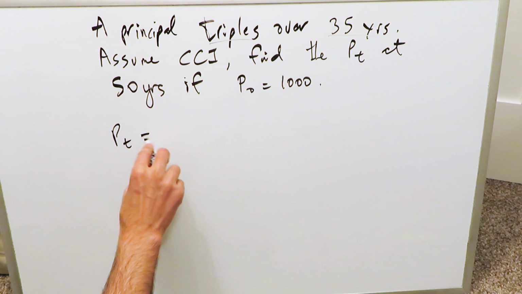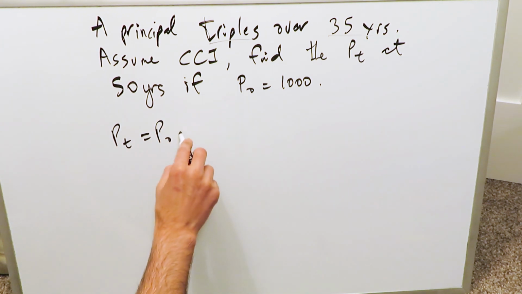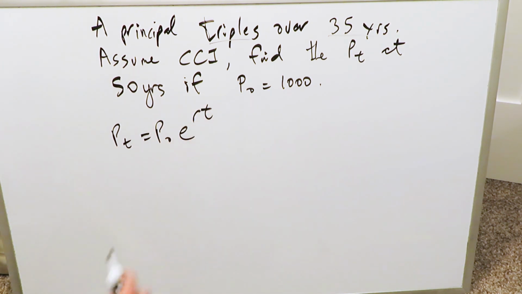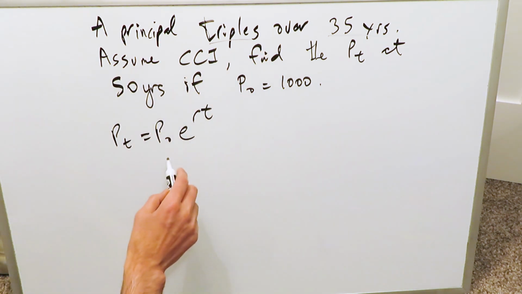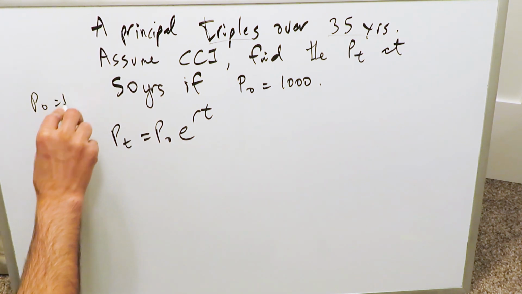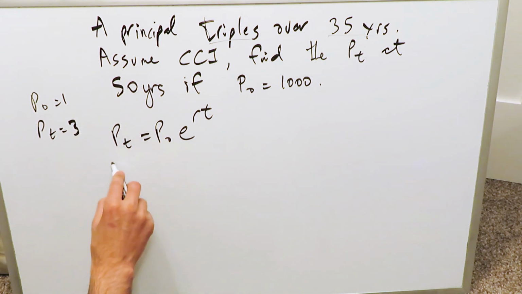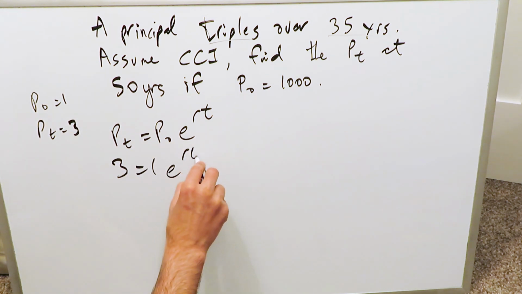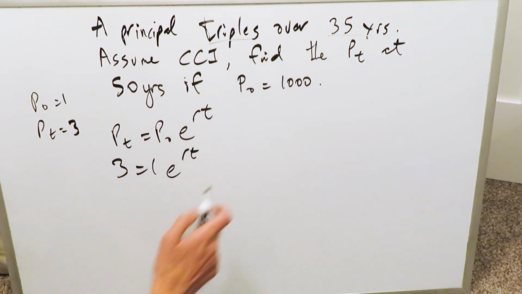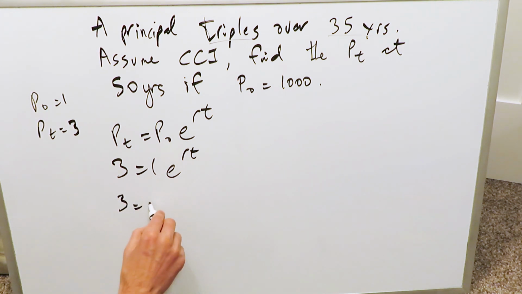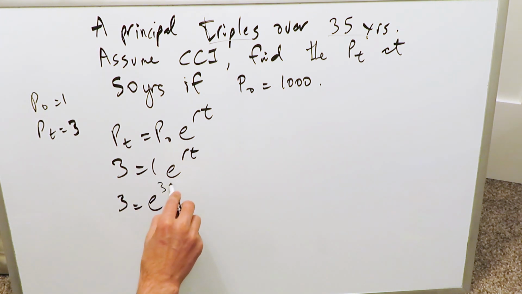Think about this. Principal at time t is equal to initial principal times e to the power of rt. That's the continuous compound interest. A principal triples over 35 years. You don't have to put exact figures. If supposedly the initial amount is 1, the amount after the tripling is equal to 3. You can do 3 is equal to 1 times e to the power of rt. We know here time is equal to 35. 3 is equal to e to the exponent 35r.